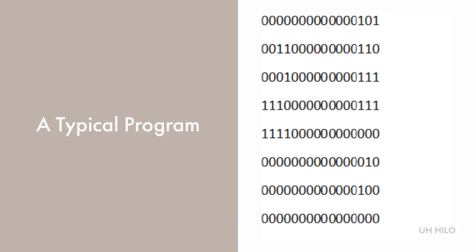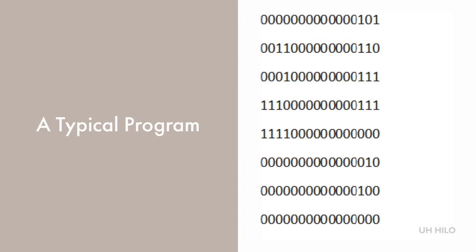Imagine that we have a 4-bit opcode and a 12-bit address. This is what a typical program listing might look like. Can you tell what it does by looking at it? I'll wait a bit.